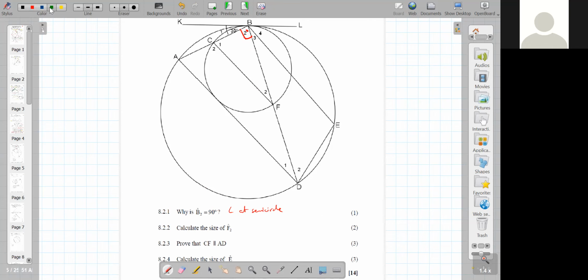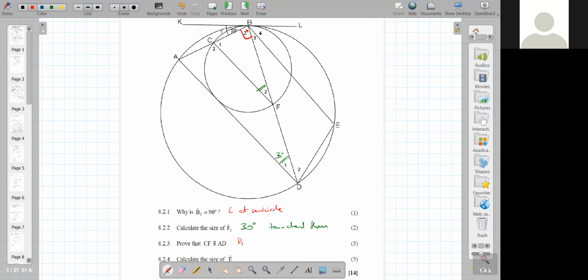And then calculate the size of F2. So that's the tan chord theorem, which is 30. We can just write 30 degrees. Don't forget the reason: tan chord theorem, 30 and 30, because that line is a tangent for both circles. Now, prove that the lines CF and DF are parallel. Actually, I can even say D1 is 30 as well, because of the same reason, tan chord theorem in the big circle. So let's write it.